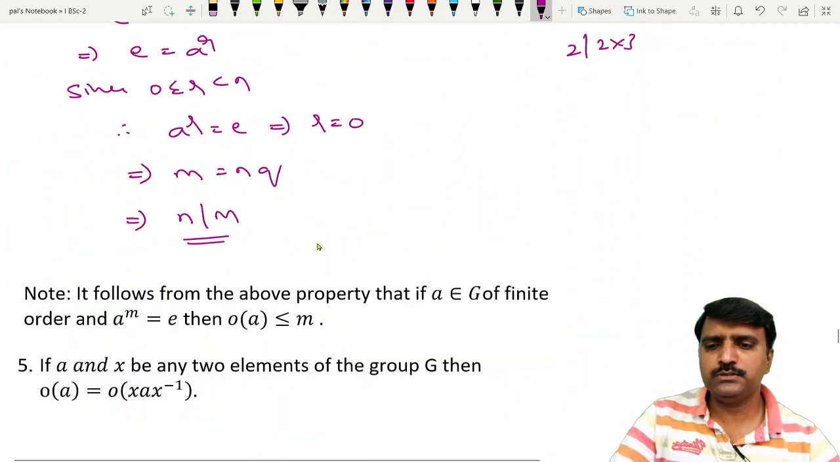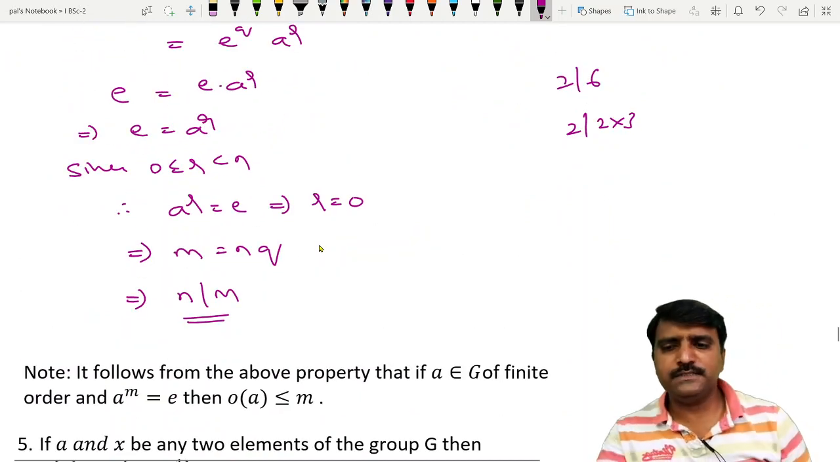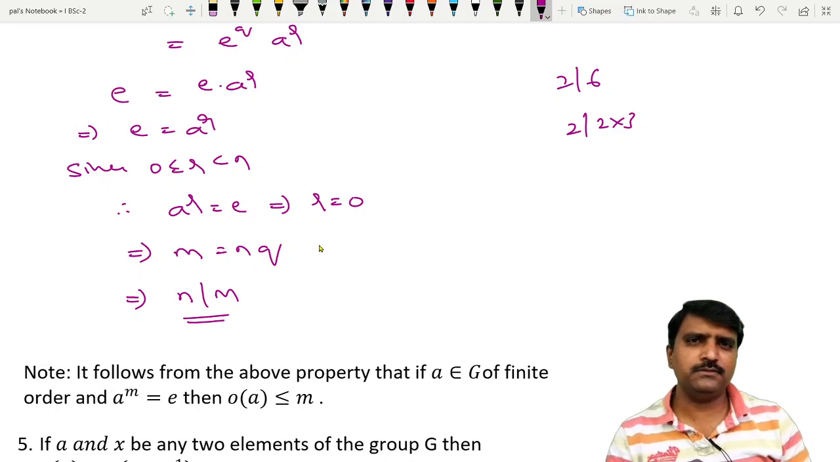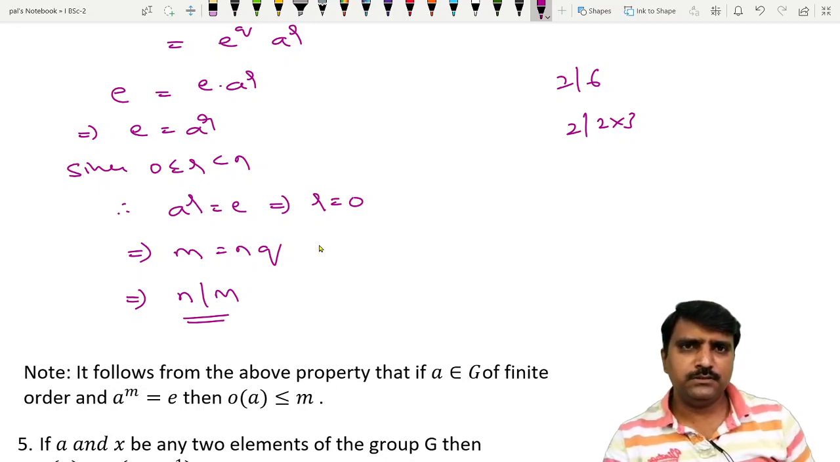We take a note, or the conclusion of this theorem is, so by the above properties, suppose you take a to the power of m is equal to e, some integer or natural number as the power, and we get the identity element, then the order of that element should be less than or equal to that index. So a to the power of m is e means order of a is less than or equal to m.